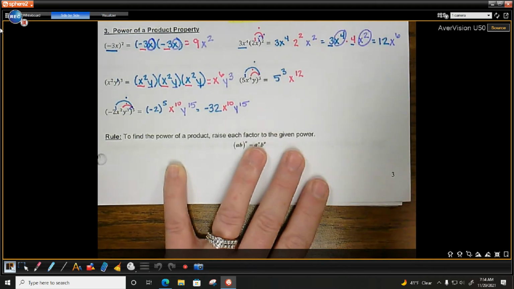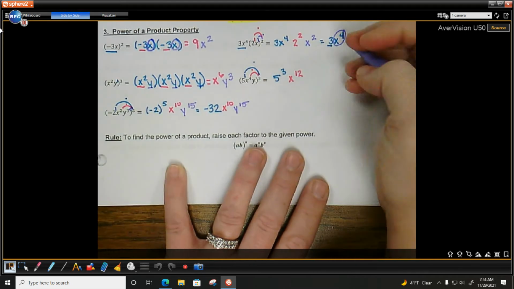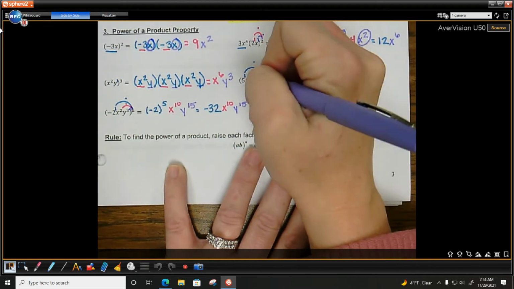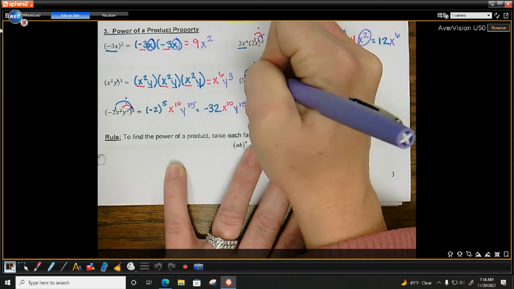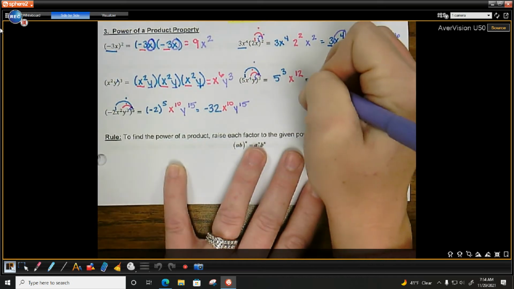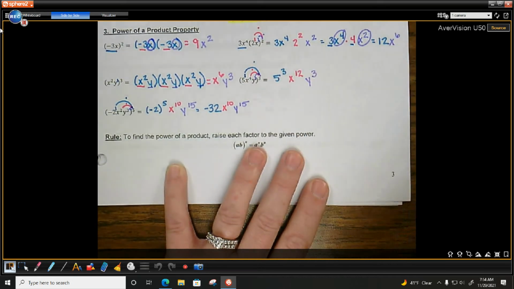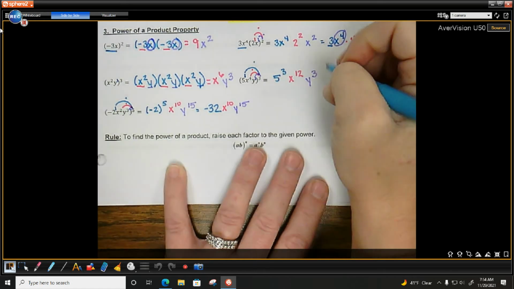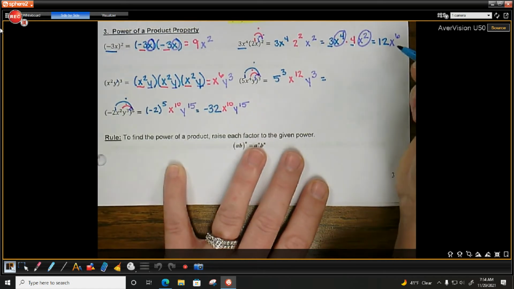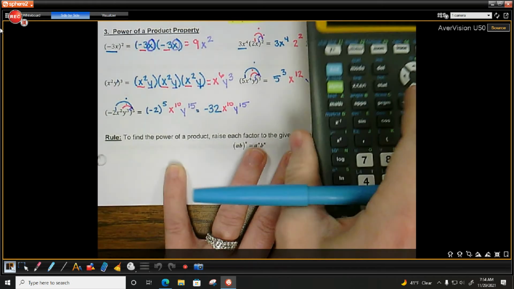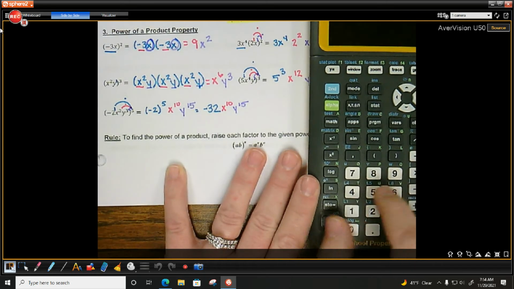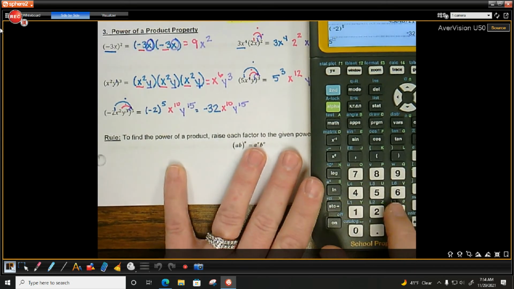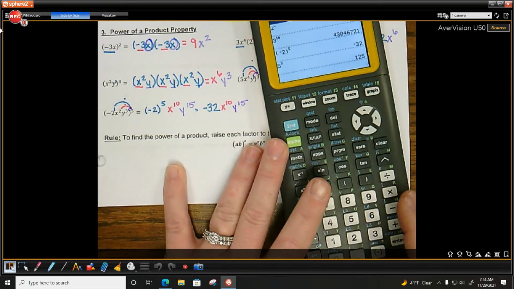Does y have an exponent? Doesn't have one written, so put a 1 there. What's 1 times 3? So y to the 3rd power. Well, what is 5 to the 3rd power? Remember, a power does not mean you multiply the 5 and the 3. 5 to the 3rd power means 5 times 5 times 5, which is 125.